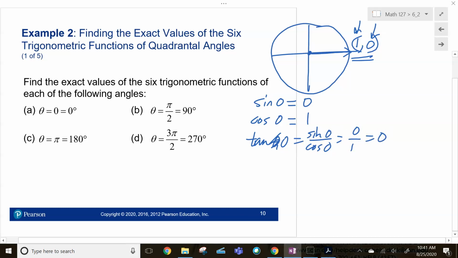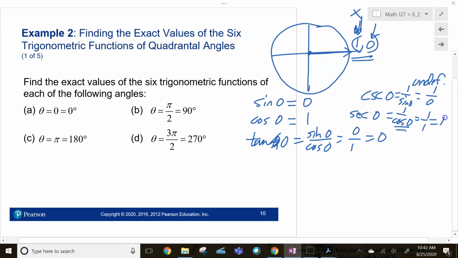And then the reciprocals of those would be, so the cosecant of 0 would be 1 over sine 0, but we know the y is 0. So this is undefined. Cosecant of 0 is undefined. The reciprocal of the cosine, secant of 0, is 1 over the cosine of 0. So 1 over 1. Remember the cosine is the x value there. So we got 1. And then the reciprocal of the tangent, cotangent, would be cosine over sine. So we got 1 over 0. So this is undefined as well.